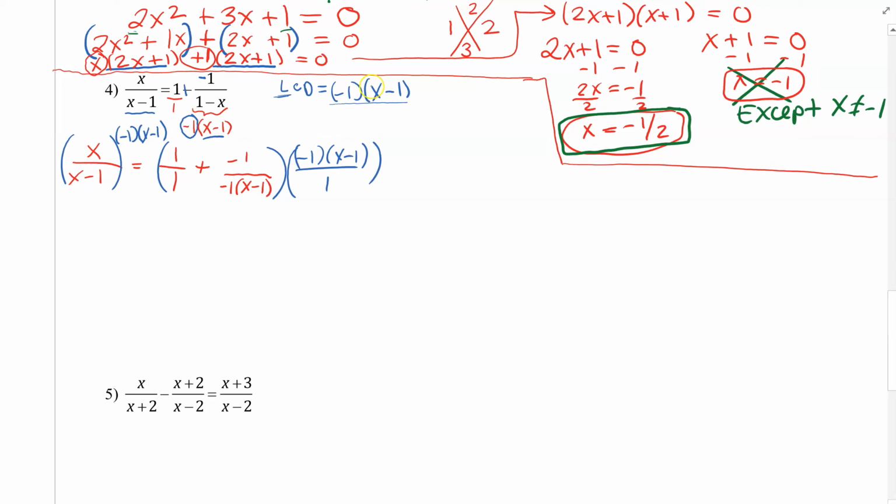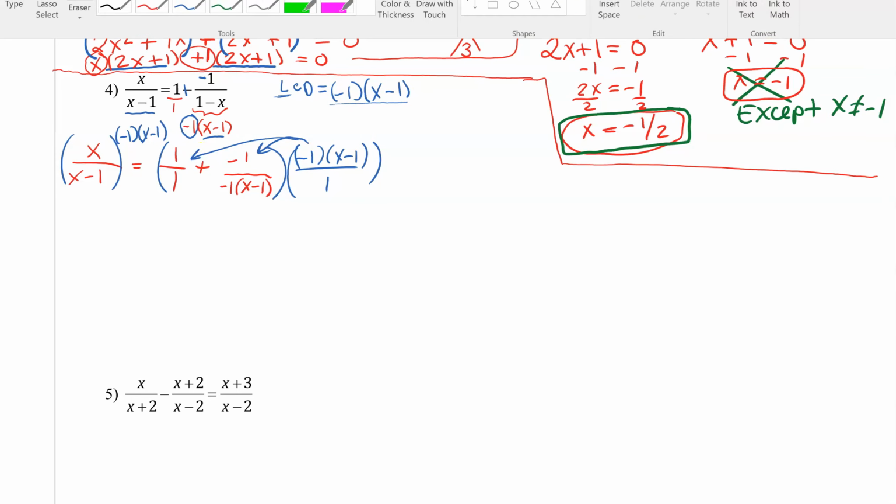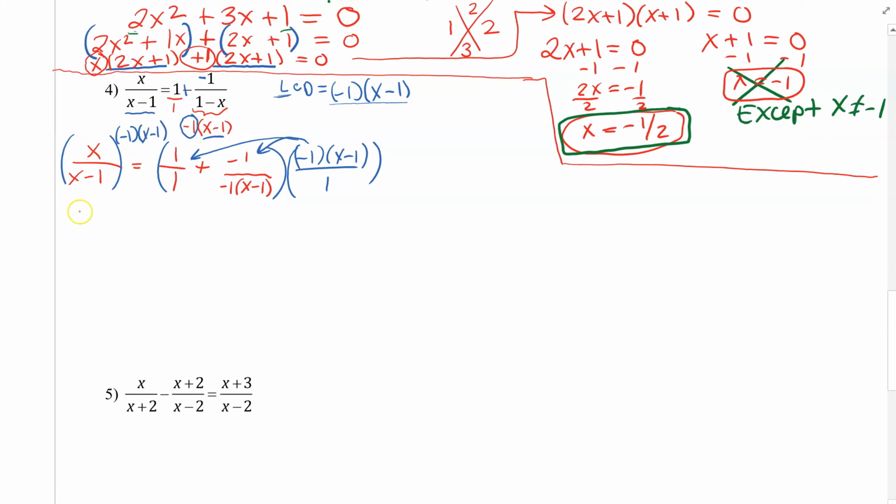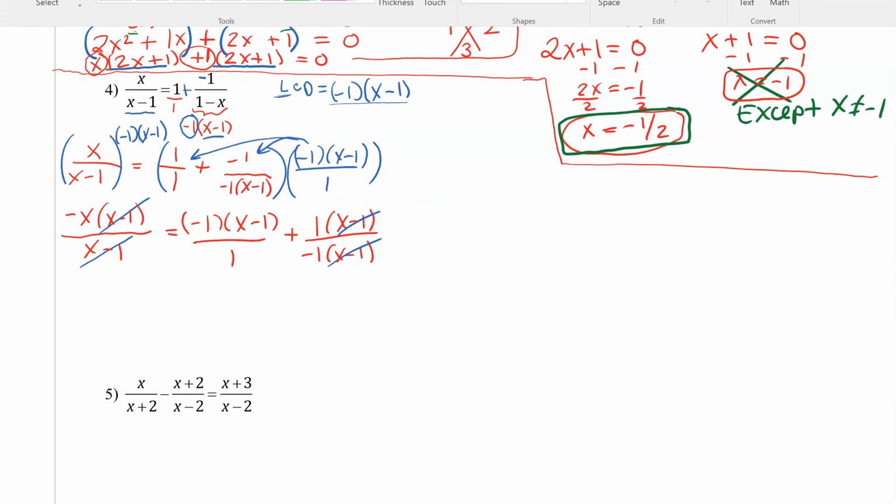So I took the LCD, negative 1 times x minus 1, multiplied it to both sides. I'm going to distribute it here. And then on the left side, I have negative x times x minus 1 all over x minus 1 equals negative 1 times x minus 1 all over 1 plus, and then negative times a negative is positive 1 times x minus 1 all over negative 1 times x minus 1. So this is what I first get when I first multiply the LCD, and then this is where the lovely magic happens. All the denominators cancel out.